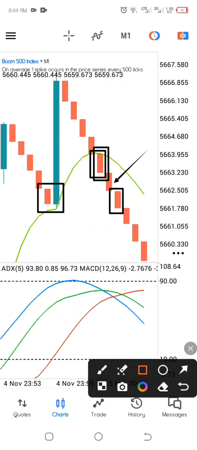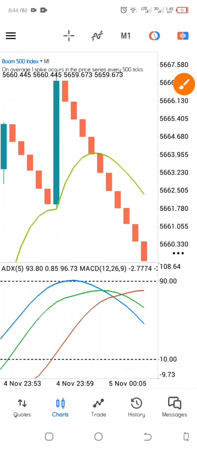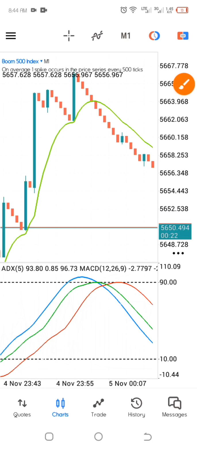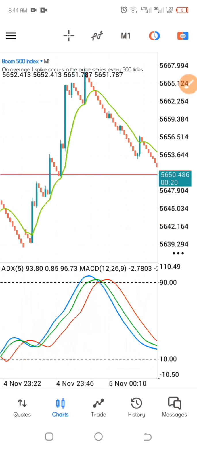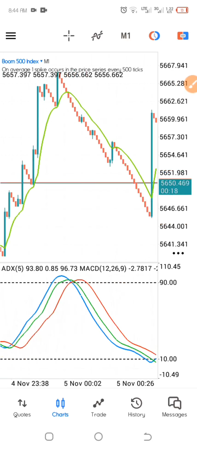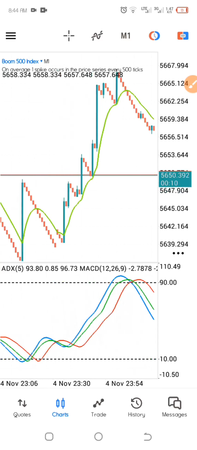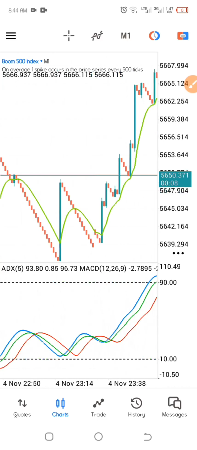With this candle right here, you enter your trade, and your aim is to catch just 5 to 10 candles, approximately just 10 candles. Then you close your position and wait for another trading opportunity. It's a very simple, very straightforward strategy. That's how the strategy works, and that's how you are going to use it.